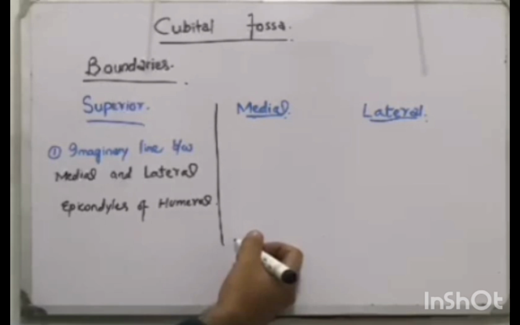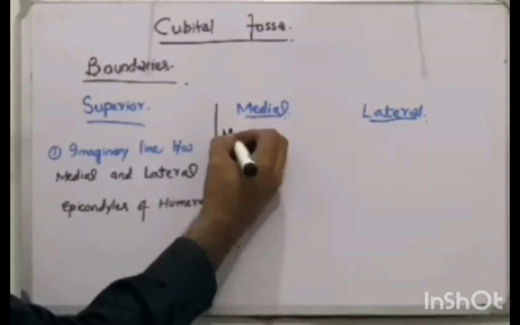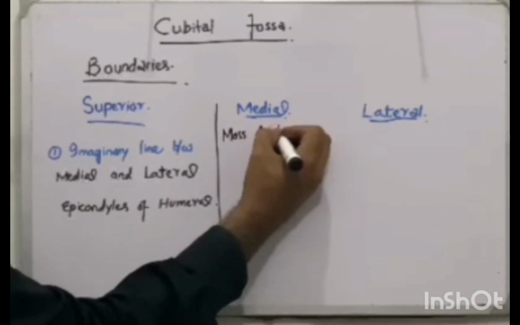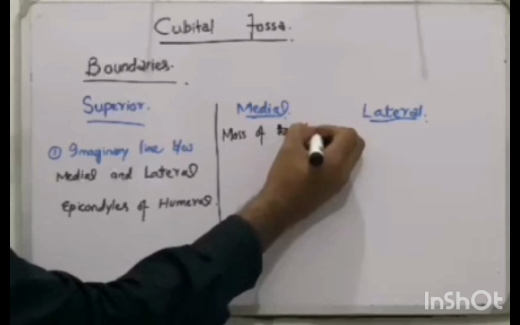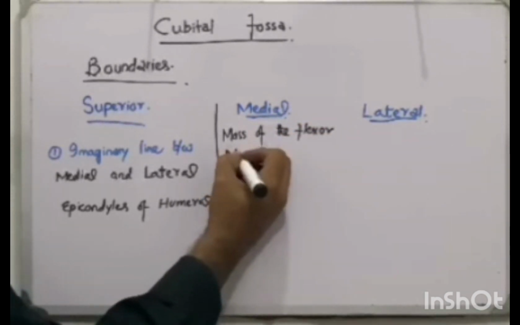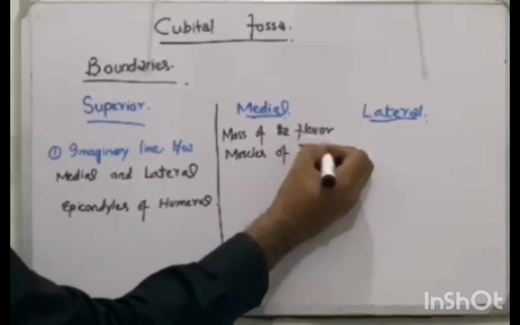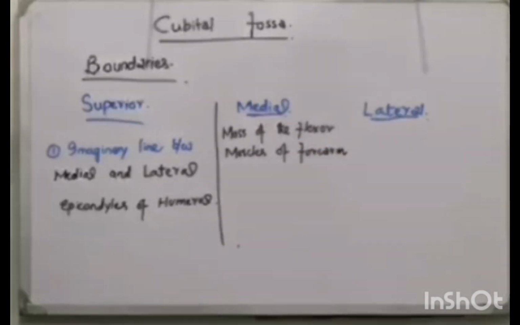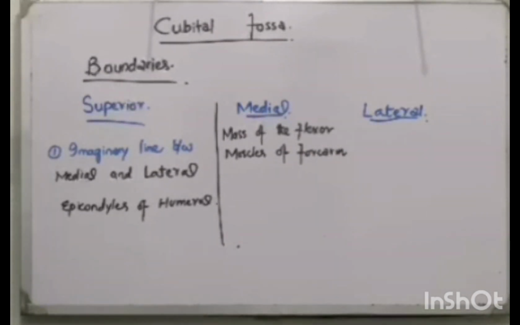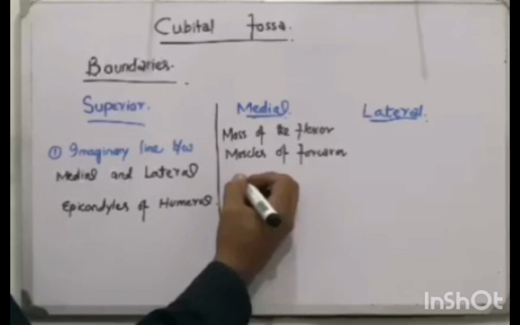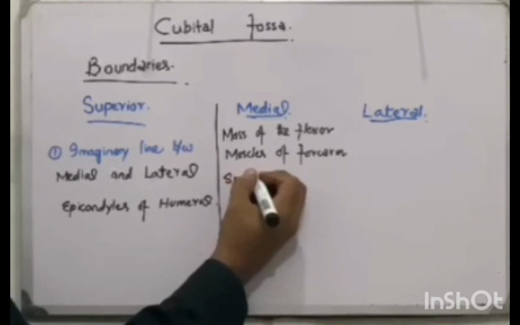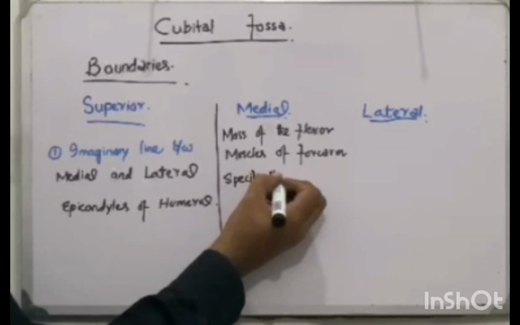Next is the medial boundary. The medial boundary of the cubital fossa is formed by the mass of the flexor muscles of the forearm. We remember that the flexor muscles of the forearm arise from the medial epicondyle of the humerus, so they form the medial boundary of the cubital fossa, and the major muscle involved is Pronator Teres.